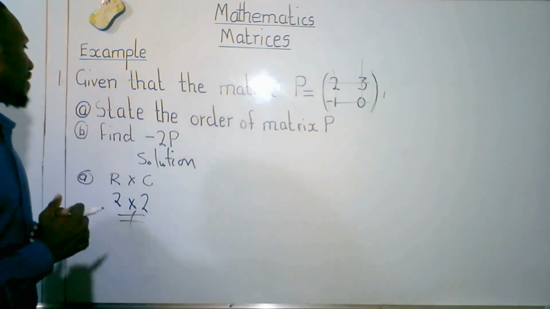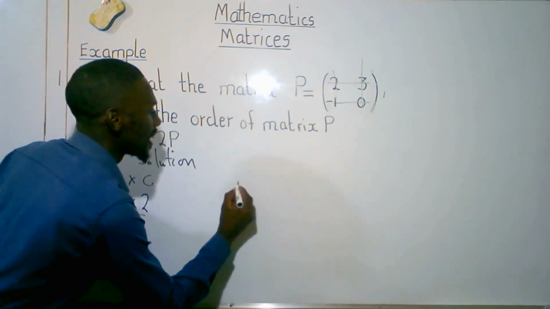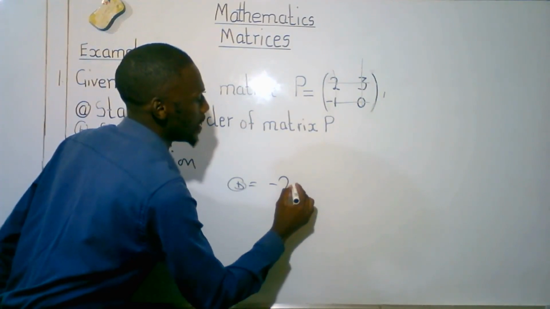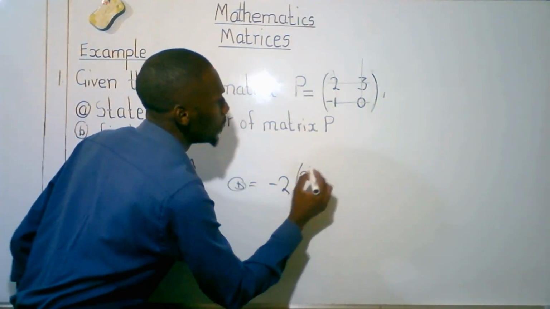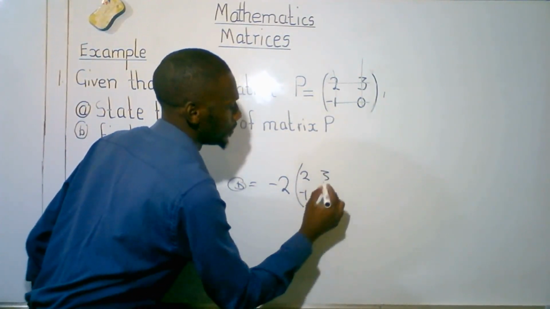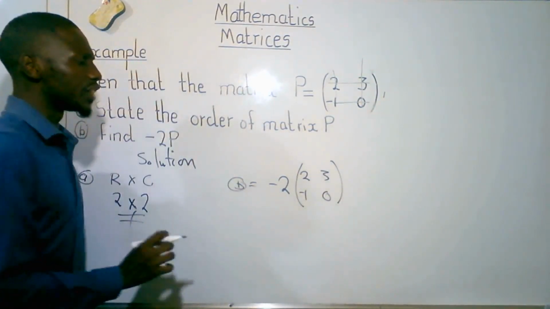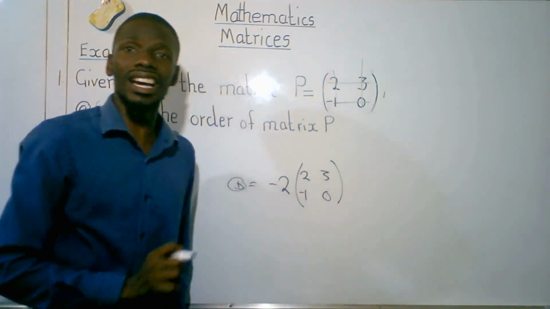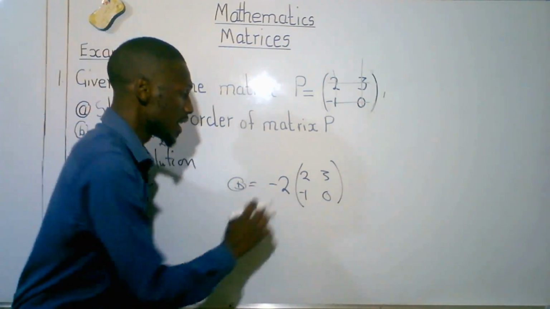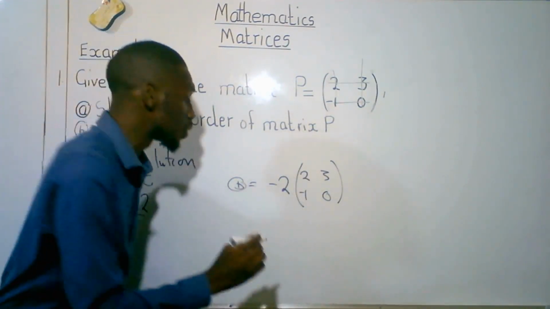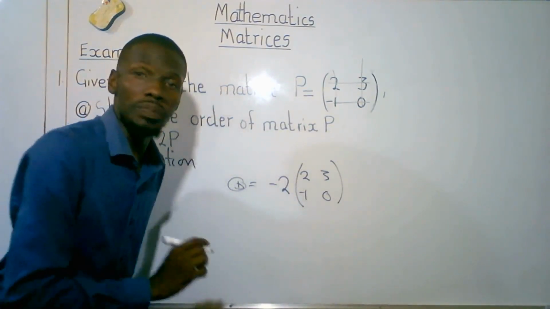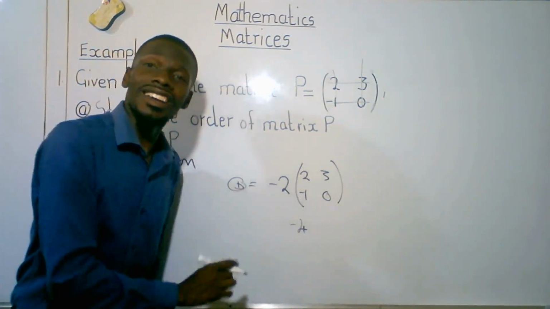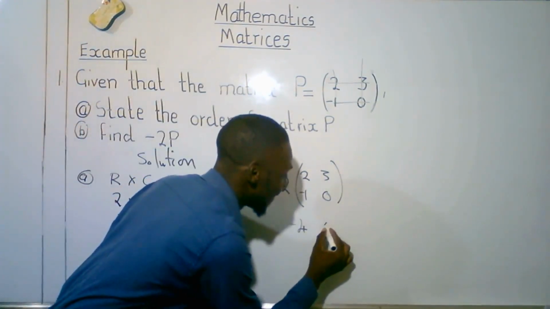B is saying find negative 2P. So we're going to list the elements that are in P. This negative 2 is a scalar, and we're going to multiply our scalar with all the elements in P. So let's start. Negative multiplied by a positive is going to give us negative. 2 multiplied by positive 2, we're going to have negative 4. Negative 2 multiplied by 3 is going to give us negative 6.